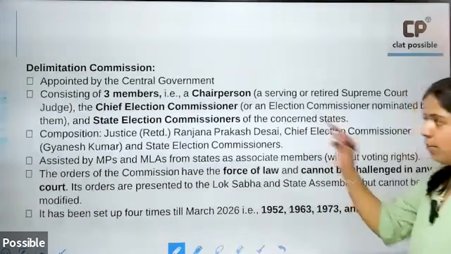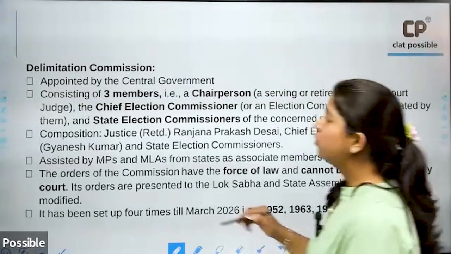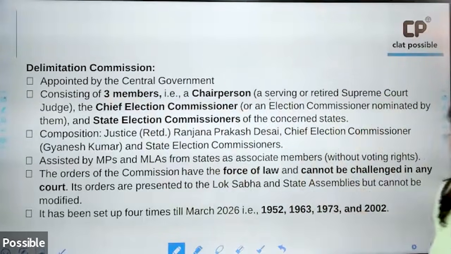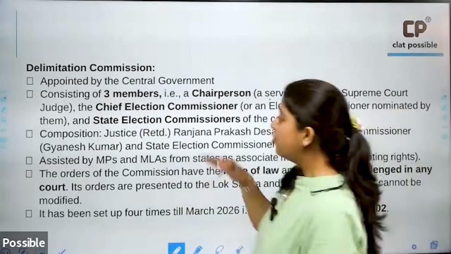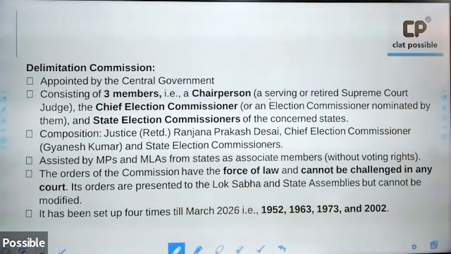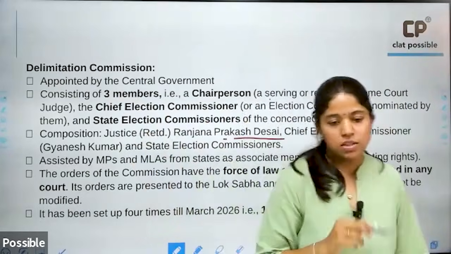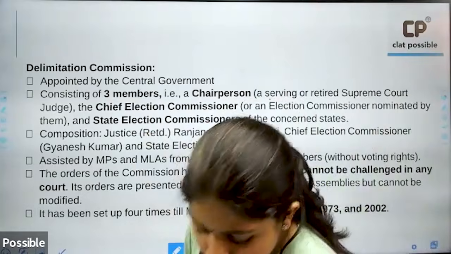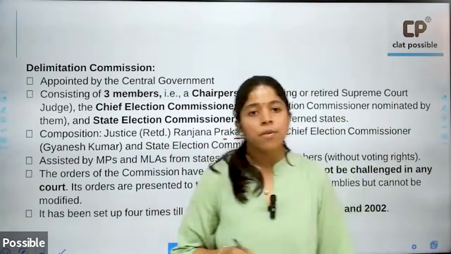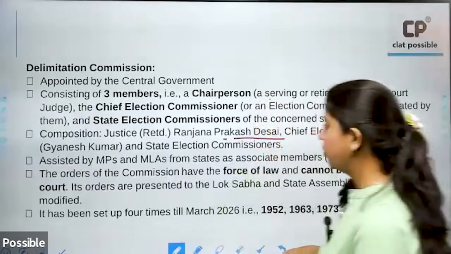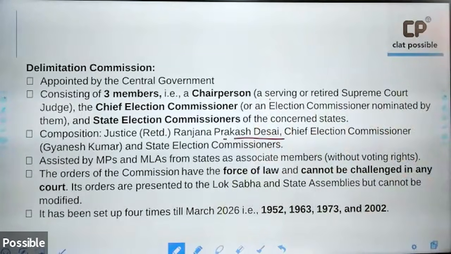Then the Delimitation Commission is appointed by the central government. It includes 3 members, a chairperson, which is supposed to be a retired or a serving Supreme Court judge, the Chief Election Commissioner of India or an election commissioner nominated by him, and state election commissioners of the concerned states. All right. Then composition. Presently, we have Justice Ranjana Prakash Desai, who is the head of the Delimitation Commission. She is the same Justice Ranjana Prakash Desai who is also heading the UCC commissions of various states. All right. And the present Chief Election Commissioner is Gyanesh Kumar. Also, they can be assisted by MPs and MLAs, whenever they need their services.